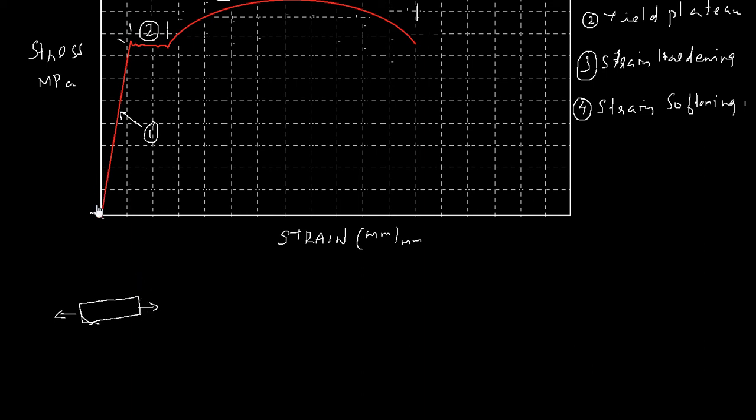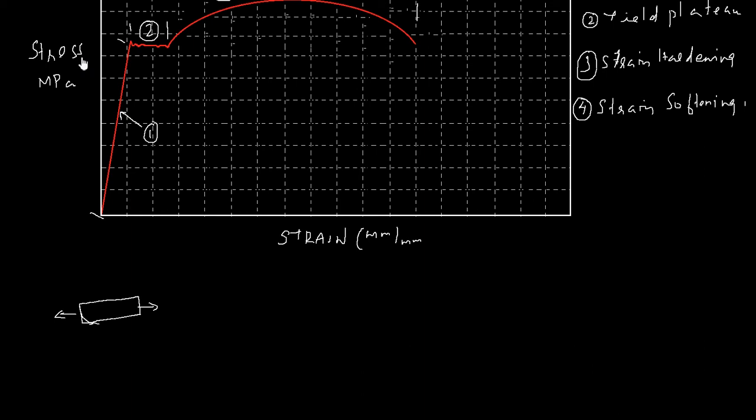And as you can see, it is a straight line here, and therefore the change in dimension with the applied stress or applied force will be linear. As you increase the force, there will be more strain. And then you have the yield plateau.